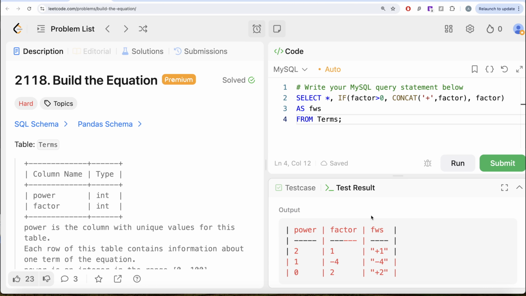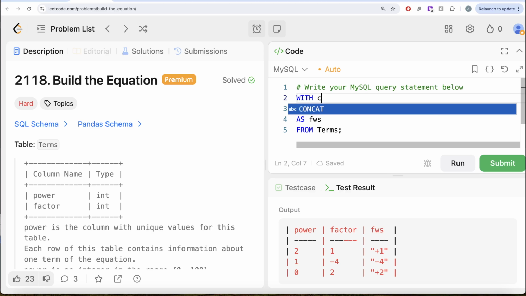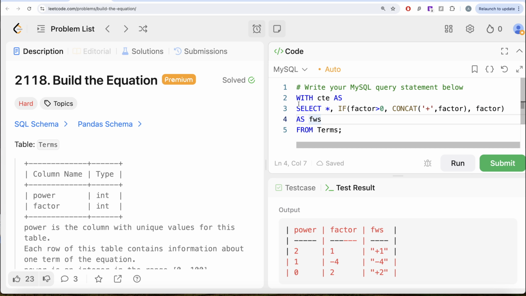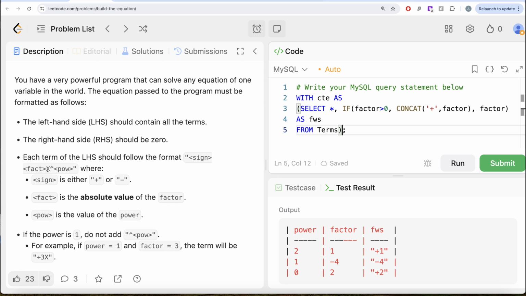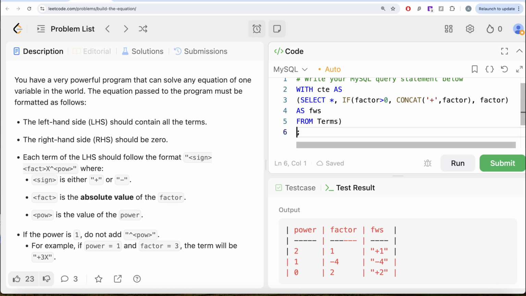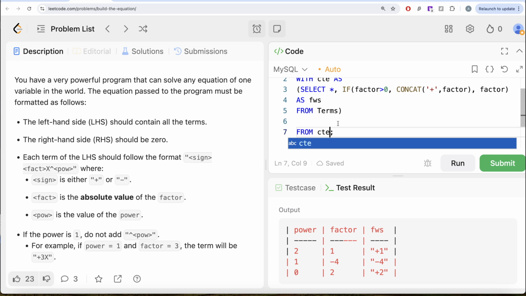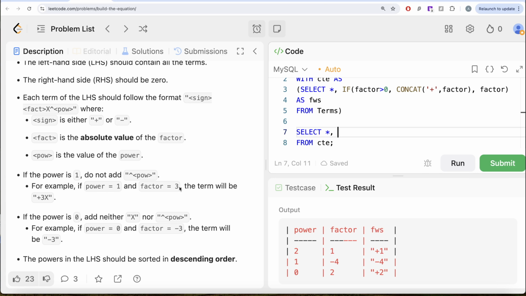Okay, once we have these factors with sign, then let's save this entire thing in a common table expression. So with CTE as, this entire thing goes into parentheses, and then what we are going to do is, now let's try to get the format that this question asks, that x to the power and all that. So from this common table expression, let's keep all the three columns and then use case when statements. So it says that if the power is 1 and factor is 3, the term will be plus 3x. So similarly here you have factor with sign, so you have the factor minus 4, all you need is concatenate it with x.